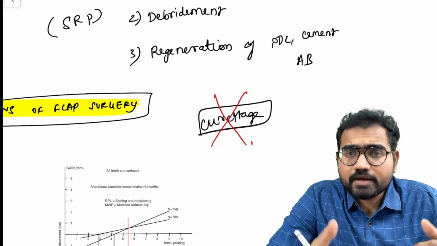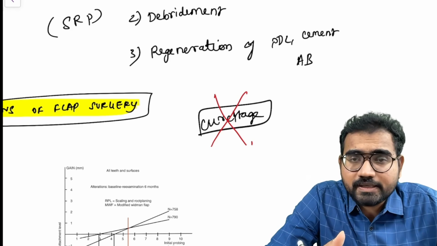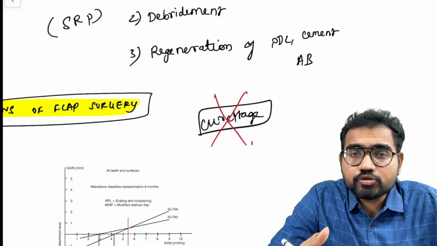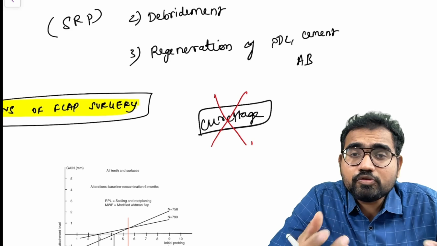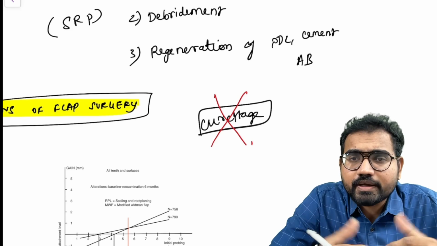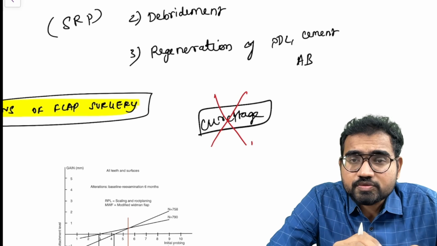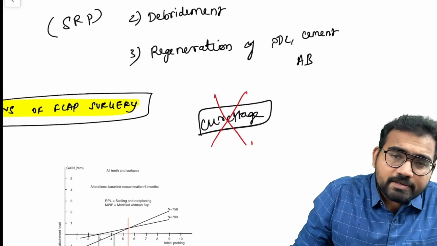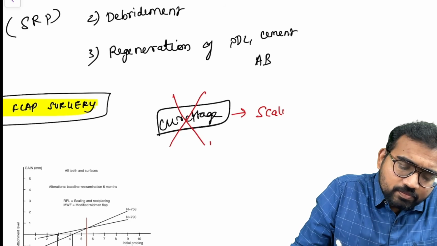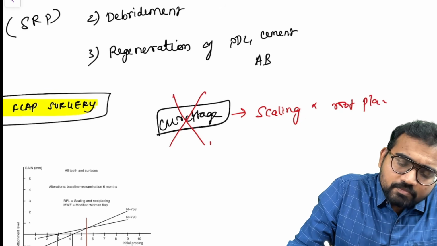So when plaque and calculus are not removed, even though I remove the pocket lining completely, I'm not eliminating the bacteria. When I don't remove the bacteria, obviously the infection is going to recur again. So what they did was the term curettage was removed and they replaced it with the term scaling and root planing.